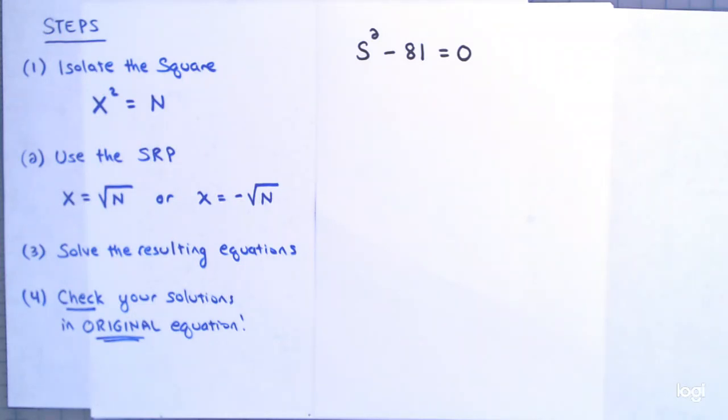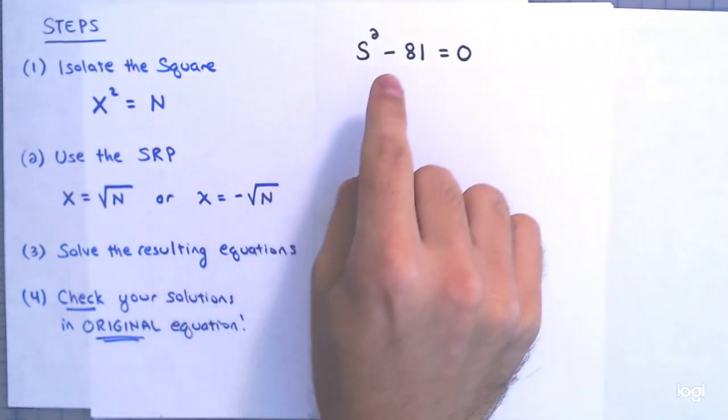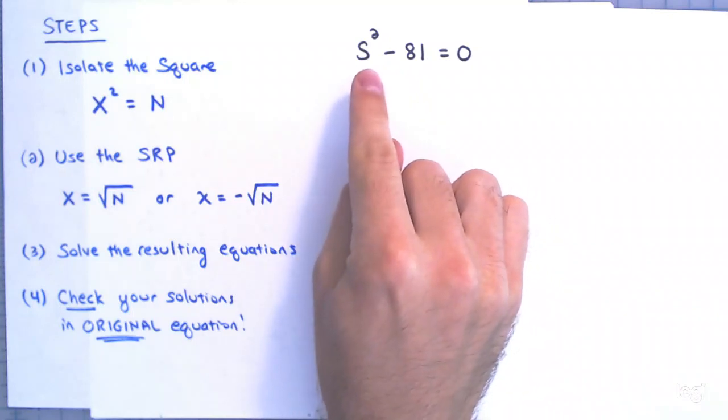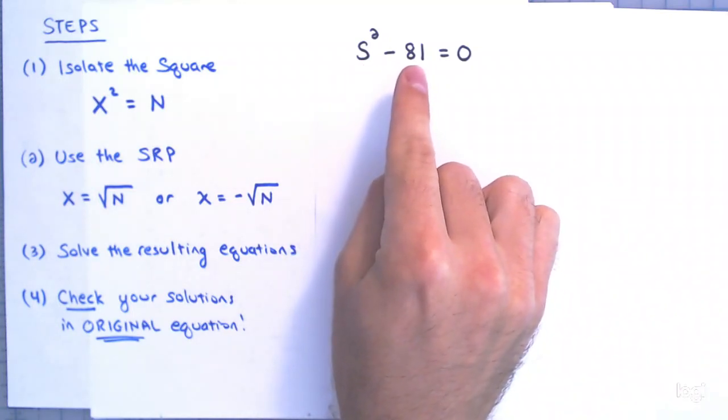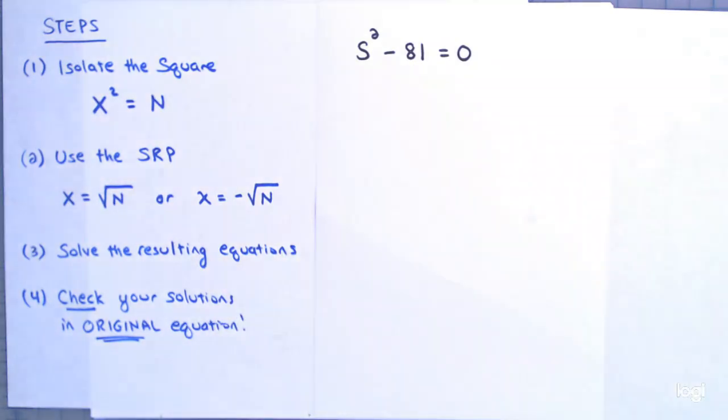I could have solved the last equation, the example before this, by factoring. You could solve this one by factoring as well. This is actually a difference of two squares. S squared minus 9 squared is 81.